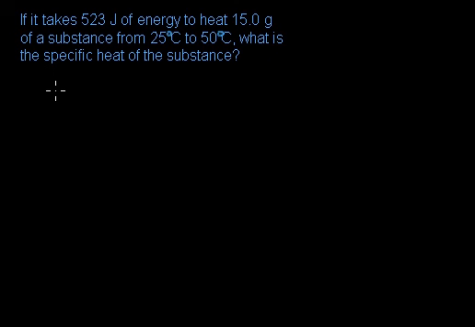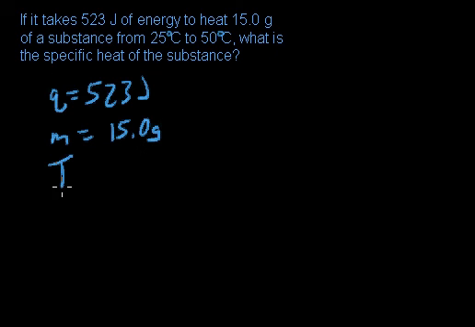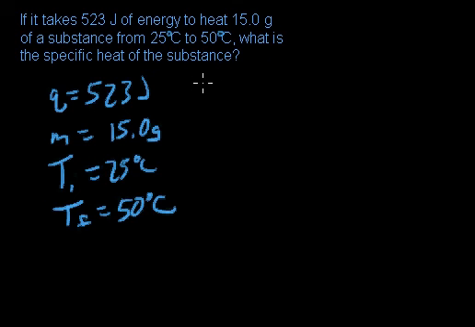So the first thing we want to do is write down our givens. We're given the heat, which is 523 joules. We're given the mass, which is 15.0 grams. We're given the initial temperature, which is 25 degrees Celsius. And we're given the final temperature, which is 50 degrees Celsius. The unknown, what we're solving for, is the specific heat, which is C. That's what we don't know.